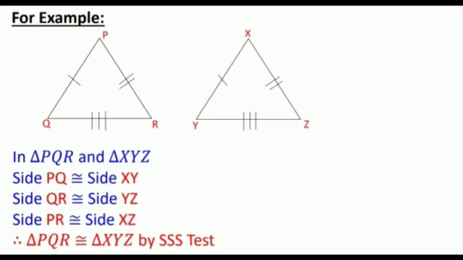Now look at these two triangles, triangle PQR and triangle XYZ. In this, side PQ is congruent to side XY, side QR is congruent to side YZ, side PR is congruent to side XZ. So we can say that triangle PQR is congruent to triangle XYZ by SSS test. So children, the three sides of a triangle are congruent to the three sides of the other triangle. Then only we can say that the two triangles are congruent to each other.